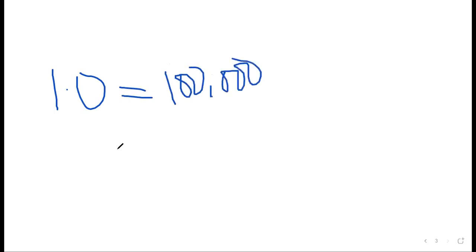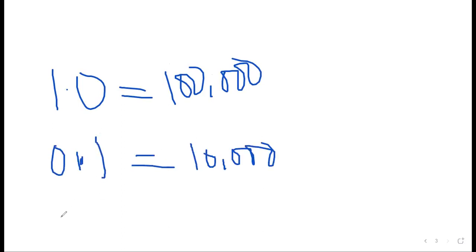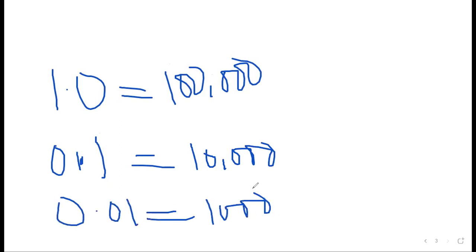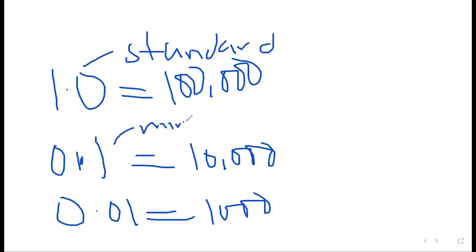So when you say 1.0 lot, it's equivalent to 100,000 contracts. When you say 0.1, it's equivalent to 10,000 contracts. When you say 0.01, it's equivalent to 1,000 contracts. So we call this standard lots. We call this mini lots. We call this micro lots.